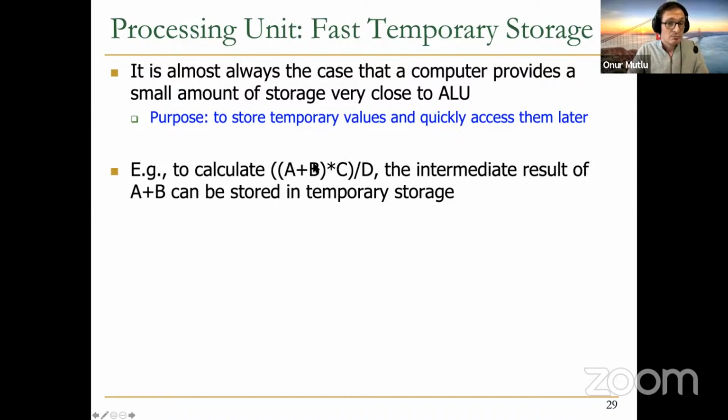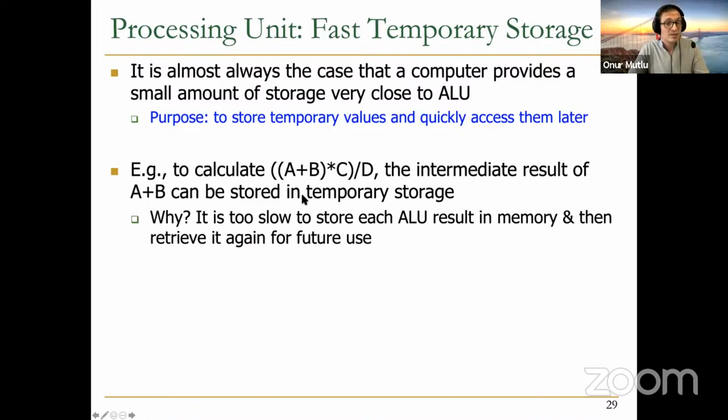Now, A plus B I don't really need afterwards. It's an intermediate result that's produced. I'm going to input that to the ALU and do the multiply with C, which means that I need that intermediate result, and I can store it in a temporary storage. Why do I want to store it in a temporary storage close to the ALU? Because I don't want to store it in memory. I can take the result of A plus B and store it to memory, but it's too slow.